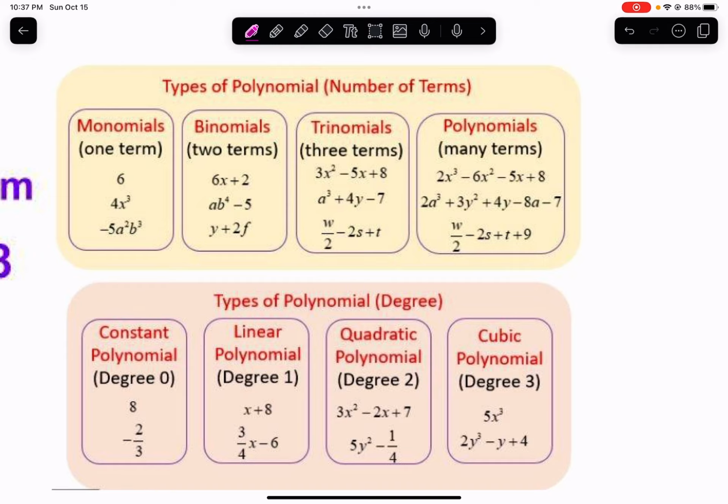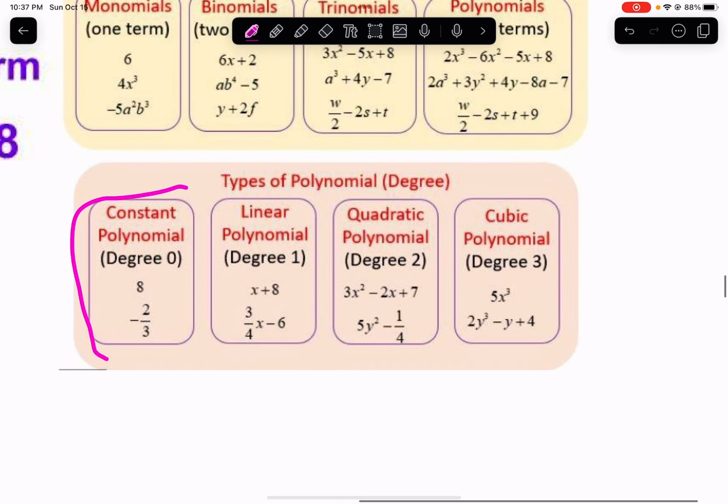Now, a lot of times people think that these wouldn't be considered polynomials because they don't have variables, but they don't break any of the rules. If you don't have a variable, you can't have a variable in the denominator. You can't have a variable with a negative power.